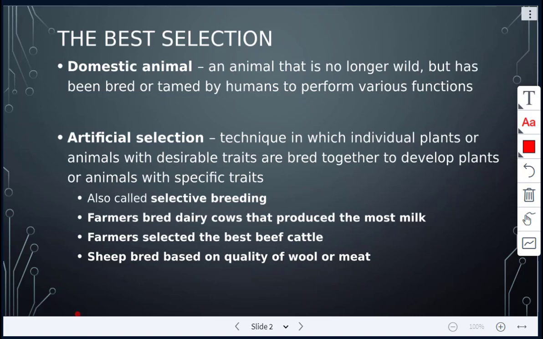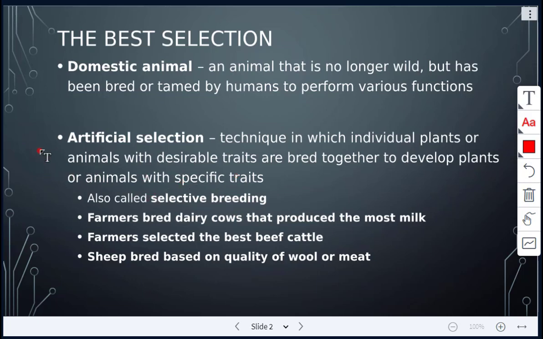So we talk about a domestic animal, basically. That's an animal that is no longer in the wild. It's been bred or tamed by humans for various functions, like if you look at dogs, maybe for hunting or maybe for protection, maybe for a good house pet, and so on. So artificial selection is a technique in which humans are breeding plants or animals with desirable traits to develop plants or animals with specific traits. All right, so when we talk about artificial selection, it is also called selective breeding.